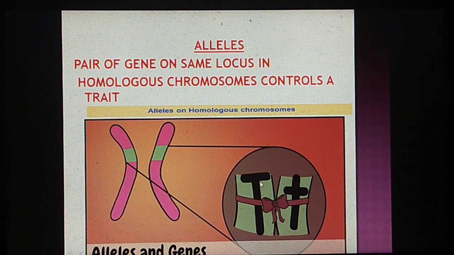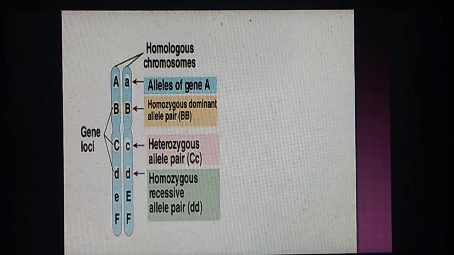Now, again we should remember that capital letters are meant for a dominant gene or dominant characteristic, whereas small letters are used for a recessive characteristic. The term allele is now used for similar as well as dissimilar factors. For example, in this particular figure, there are dissimilar factors as well as similar factors which are being shown.